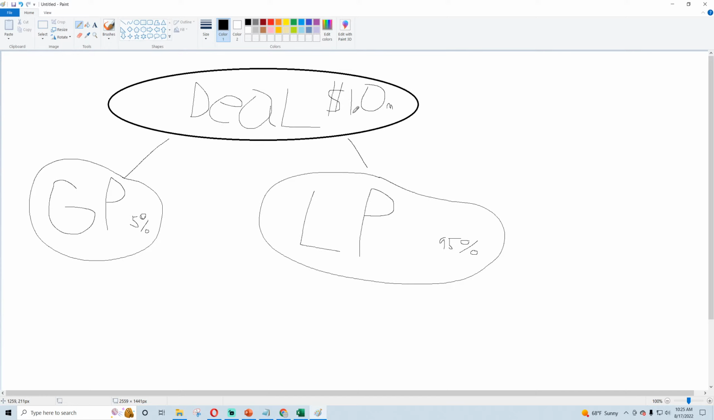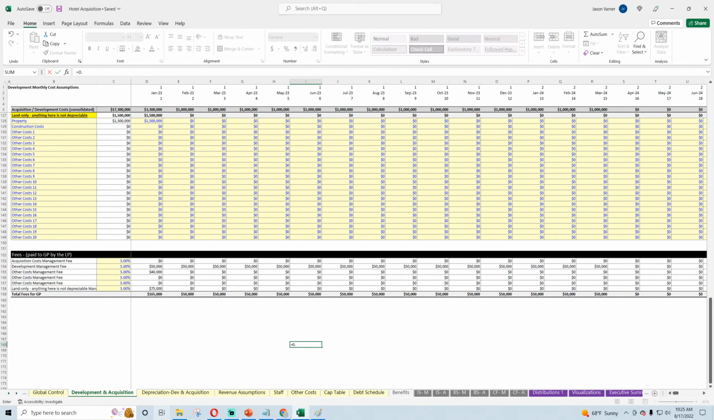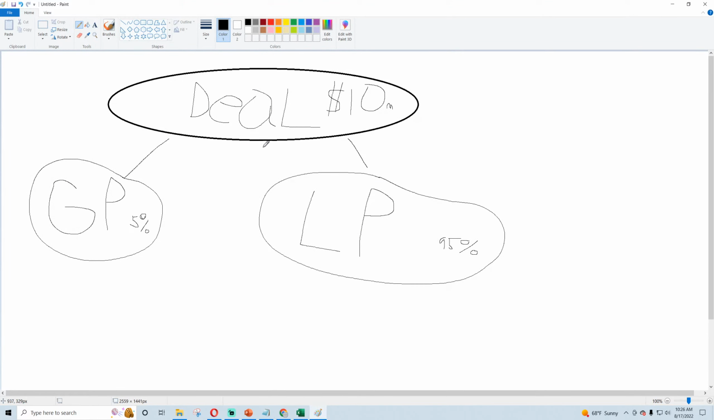There's potentially an acquisition fee that the GP charges to the LP on this 10 million. Let's say it's 1%. So what's 1% of 10 million? I don't know if it's 100,000. Okay, so a 1% fee goes to, do we have an arrow? Whatever. So this 1% goes here.